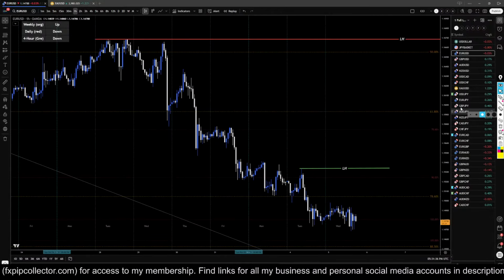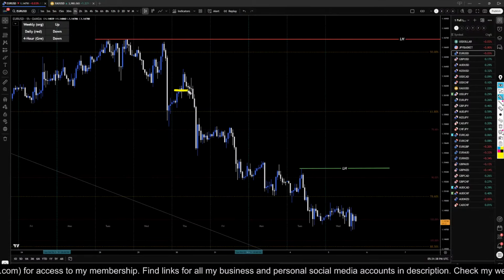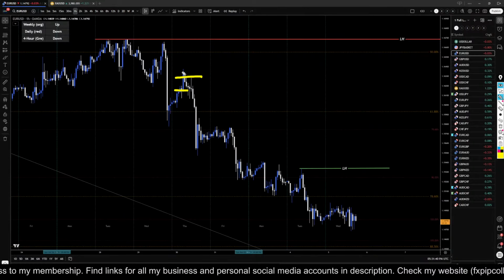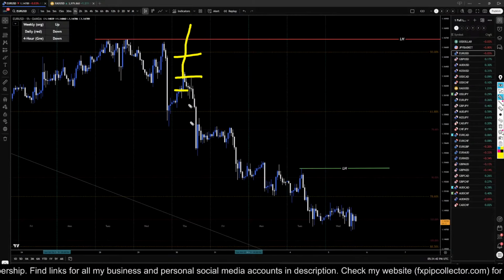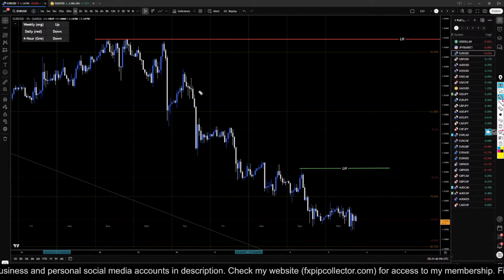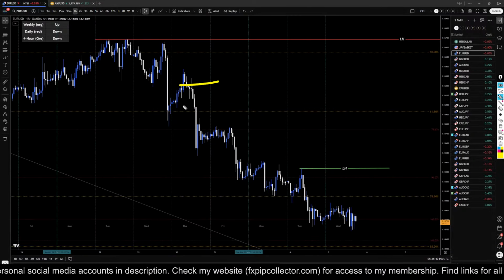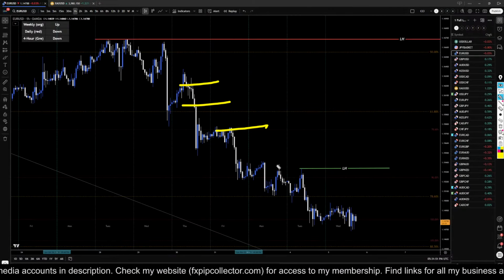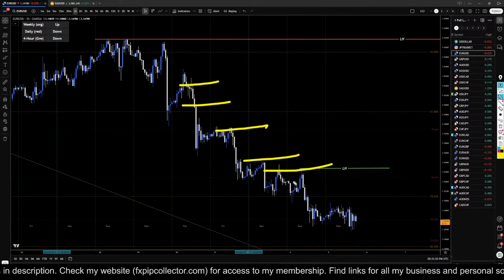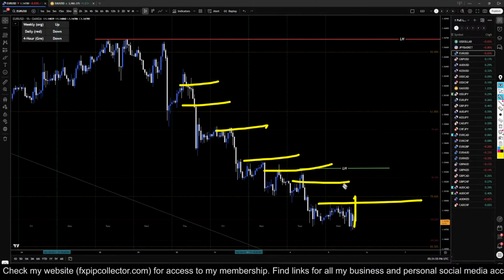A retail trader will go short here, and then if they're wrong, they'll go short again, and then if they're wrong, they'll go short again, and then they'll get stopped out with a huge loss. A really successful trader will go short, and then if they're right, they'll go short again, and keep adding, and then when they see a break of structure, they'll exit everything with a huge profit.